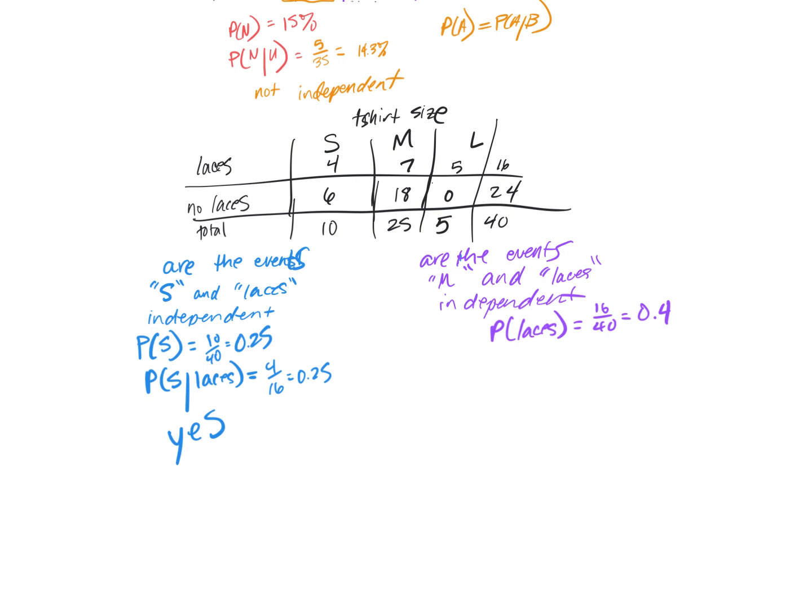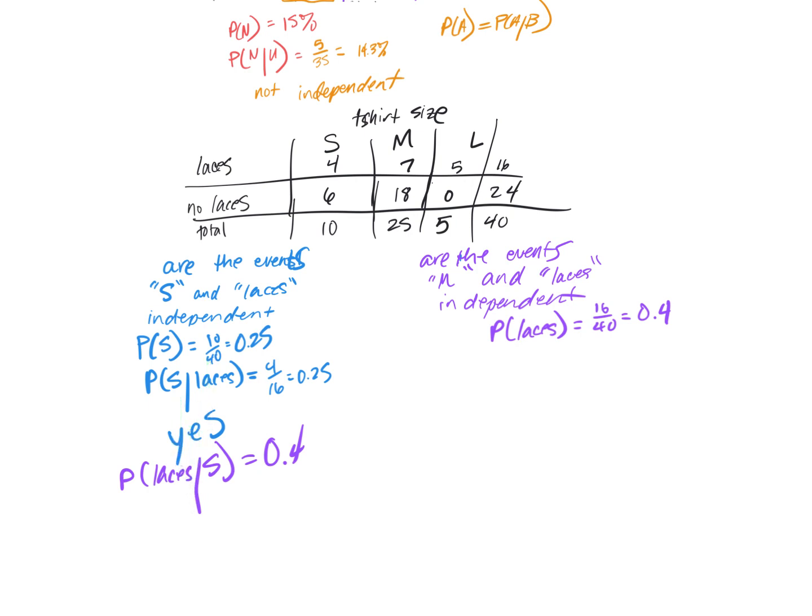Whereas over here, oh, hold on. The probability of laces given S would have also been 0.4. So for this question in general, they both get you to the answer yes, though with different proportions. Everybody good? So the relationship between wearing shoes with laces and having small t-shirts is in fact independent.